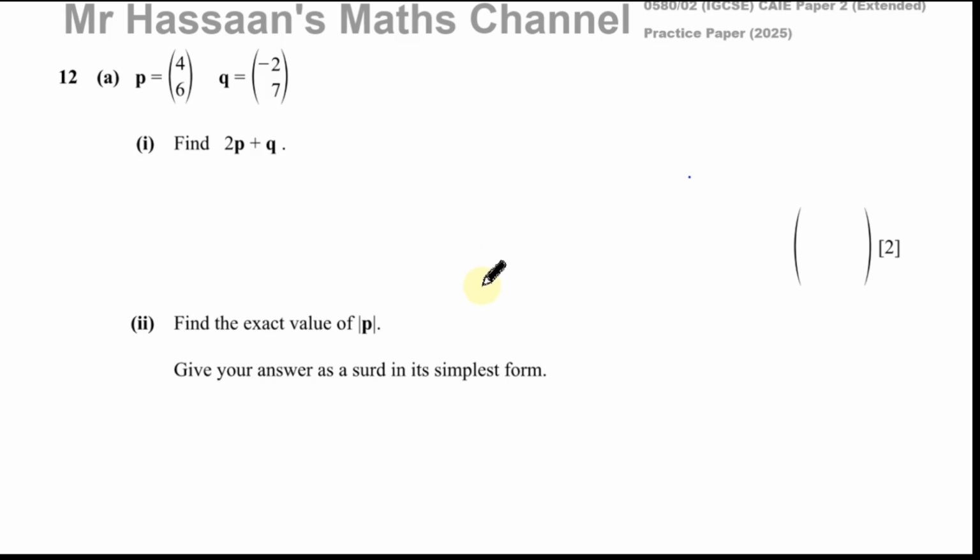I'm now answering question number 12 from the practice paper for the 2025 Cambridge 0580 IGCSE non-calculator paper 2. Here we have a question dealing with vectors, and we have been given two vectors in column vector form, P and Q, and we've got to do some vector arithmetic.